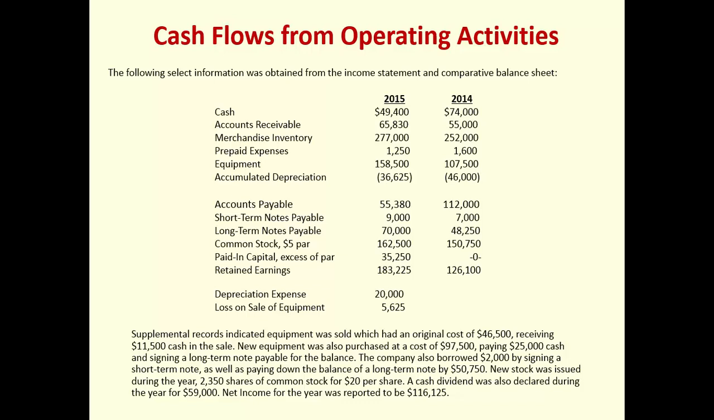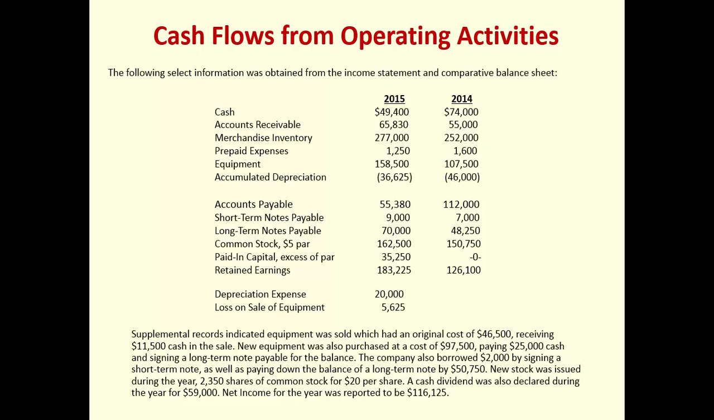This is just a sample balance sheet. It's a comparative balance sheet. You see 2014 numbers, 2015 numbers. You see cash change from $74,000 January 1, 2015 to $49,400 December 31st, 2015. So you know it changed, but you don't know why or how. This statement is what explains that.